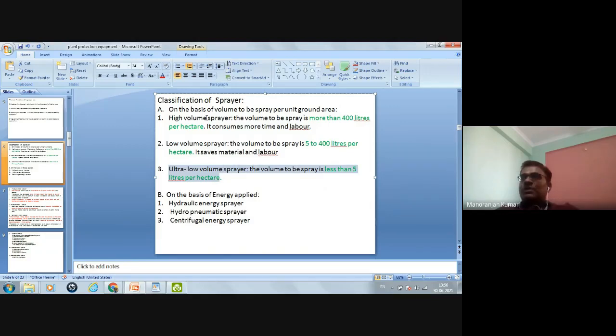In the high volume sprayer, the volume of spray is more than 400 liters per hectare. In the low volume sprayer, the volume of spray ranges from 5 liters per hectare to 400 liters per hectare, whereas in the ultra low volume sprayer, the volume of spray will be less than 5 liters per hectare. Okay.